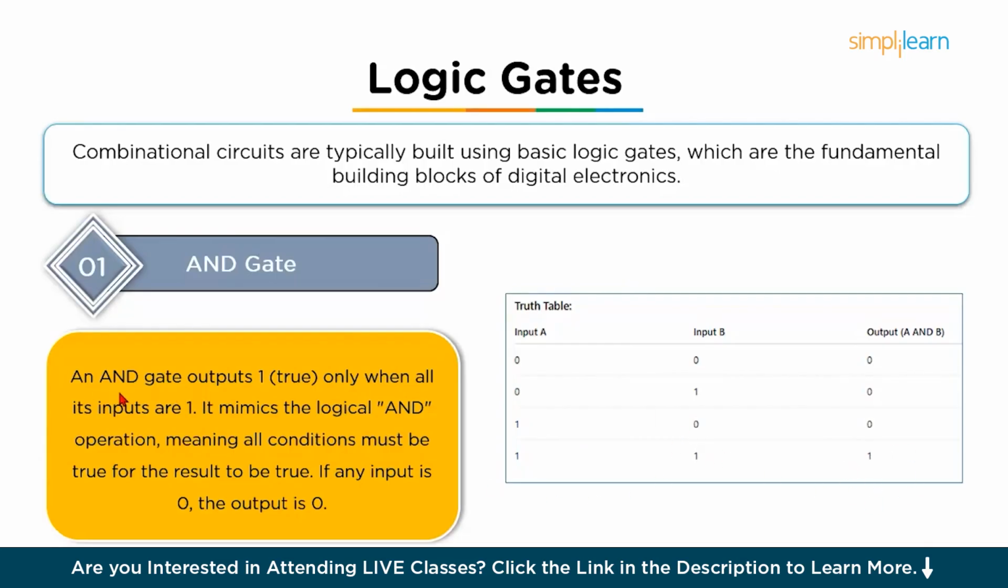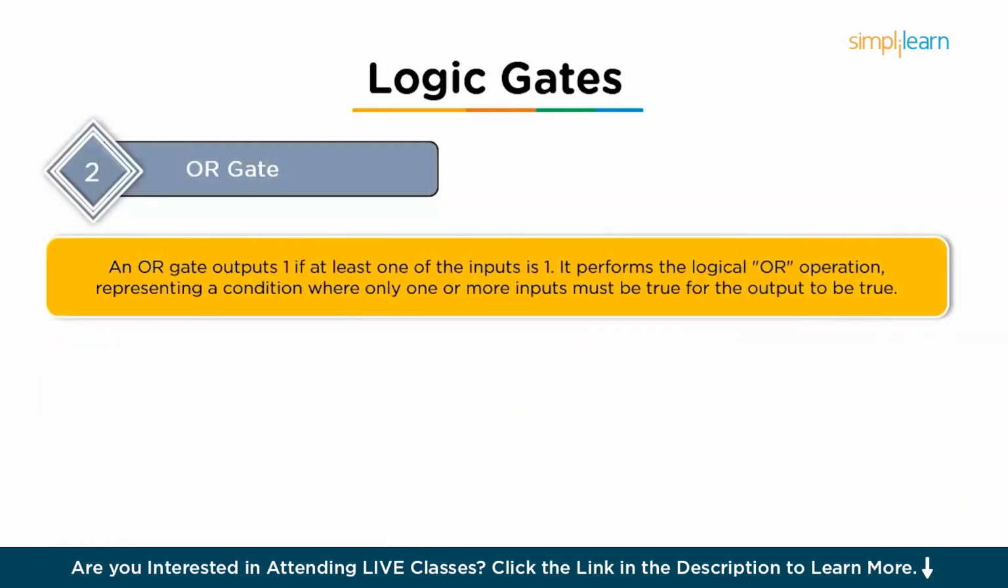Here it is written: an AND gate outputs 1, true, only when all its inputs are 1. Here you can see the fourth line. All inputs are 1, then the output is 1. Otherwise, it's 0. Then the second gate is the OR gate.